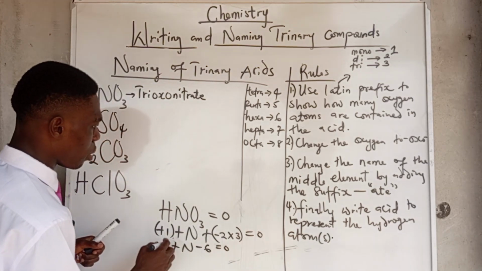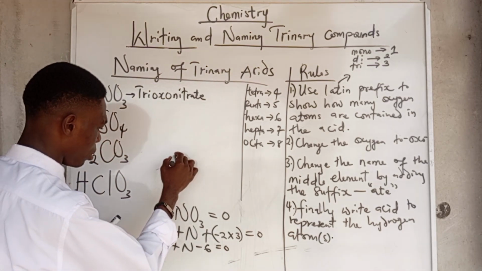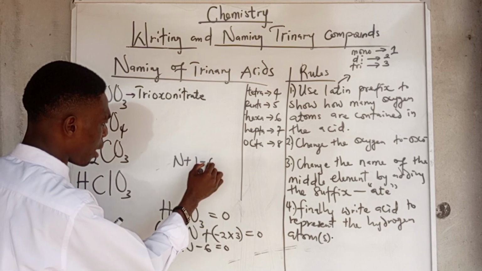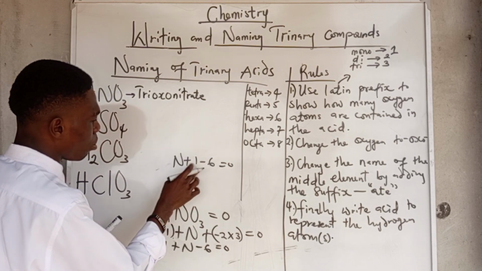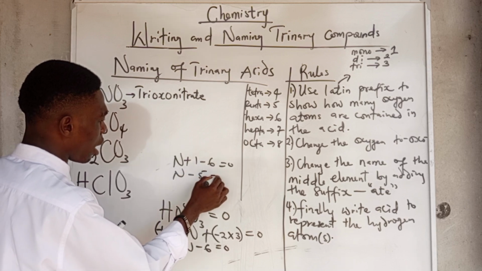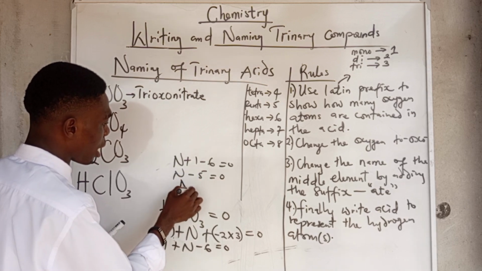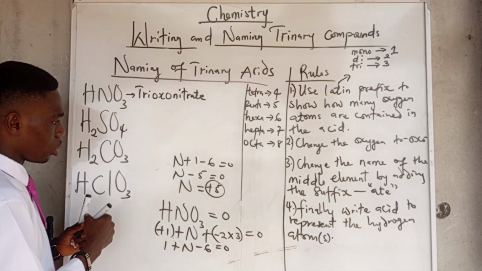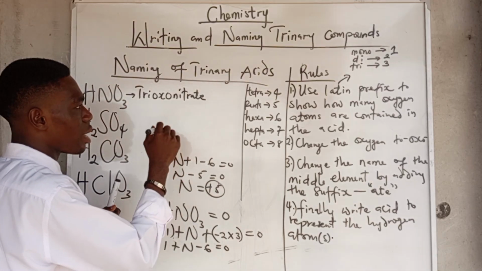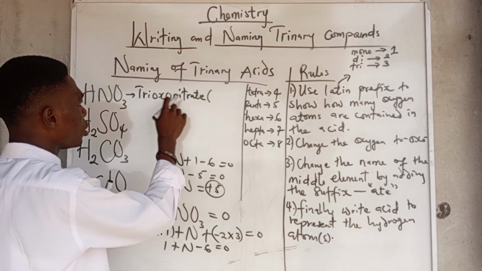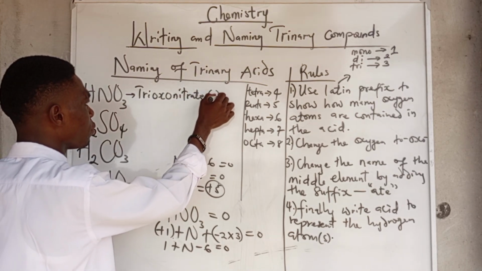Now we are going to have n, and then we have +1. I'm shifting them, -6, equal to 0. +1 minus 6 is actually equal to -5, and equal to 0. So this becomes n is equal to +5. You must put the charge. So that's the oxidation state of nitrogen in this compound, and we are going to write it in Roman figure. So trioxonitrate, the oxidation state of nitrogen, V.